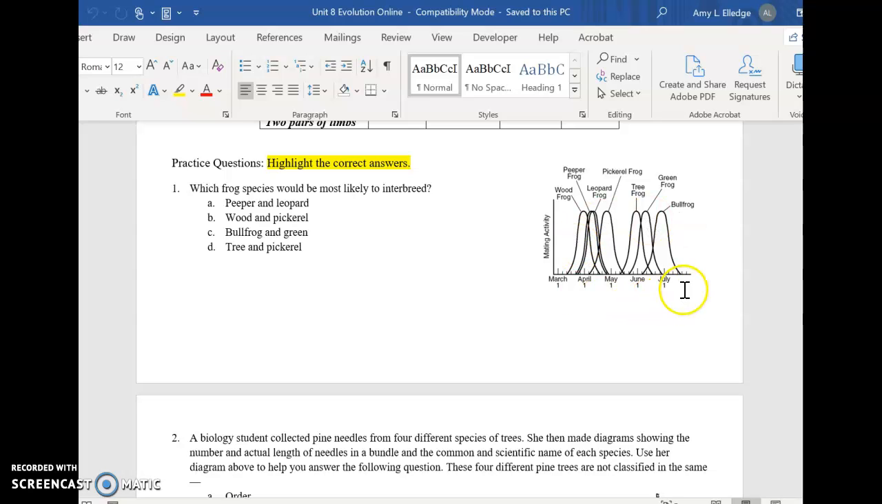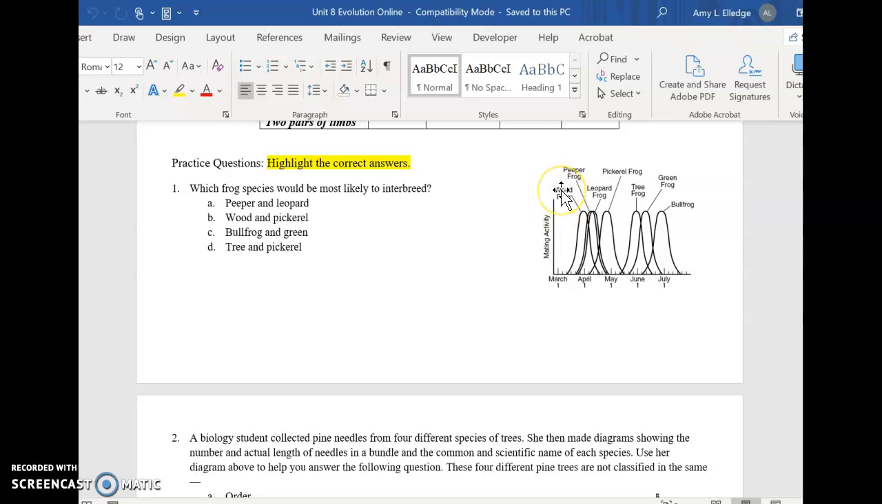So when looking at the graph, we're looking at their mating activity. So basically their mating seasons. And in order for them to mate, these mating seasons have to overlap. So if you look at these answers, we got the peeper and the leopard. So here's the peeper and here's the leopard. And holy cow, they overlap a lot. They might actually interbreed.